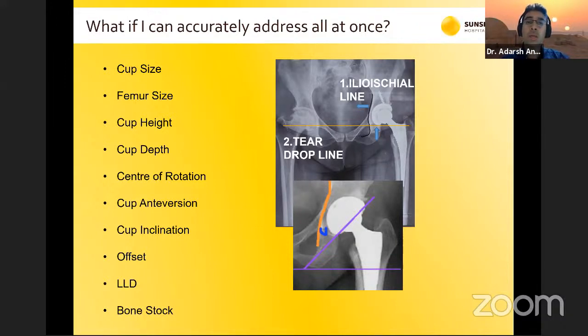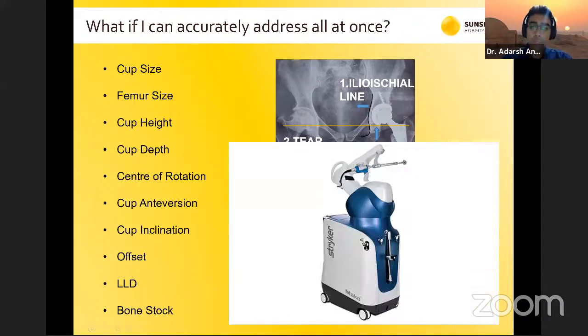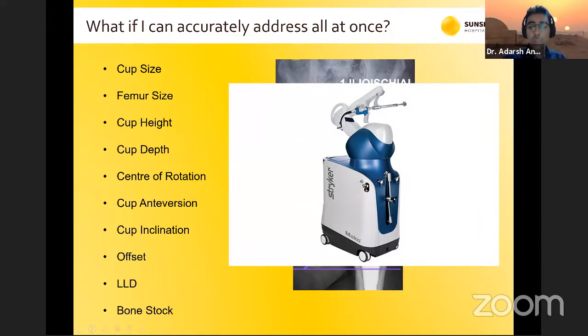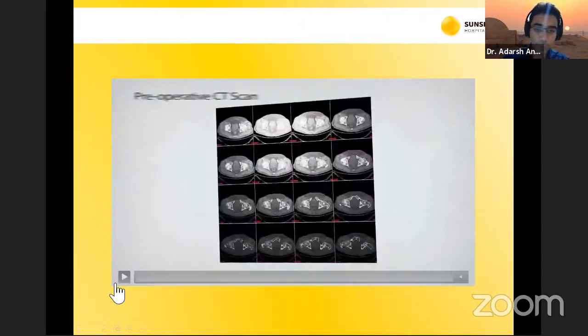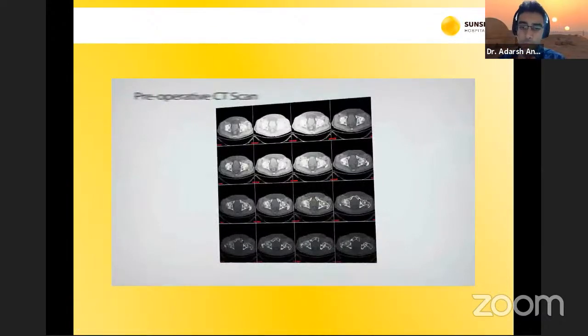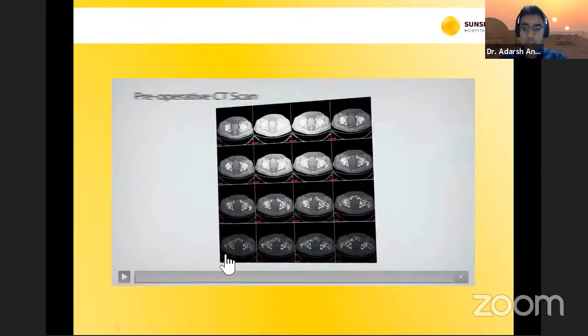So what if you can accurately address all of these at once? That's what the robot helps us to do. So we'll be talking about the Stryker Mako robot. And this robot helps us to take care of all these different variables in one go. So I'm going to play this brief video just to show you the steps. Let me know if this video is very clear. If it's not, then I'll play the original file. Okay, I'm going to start the video.